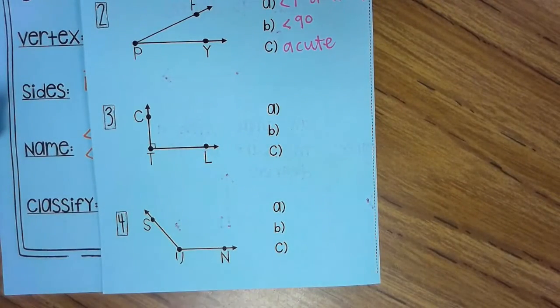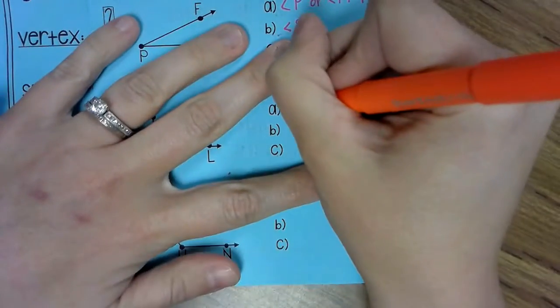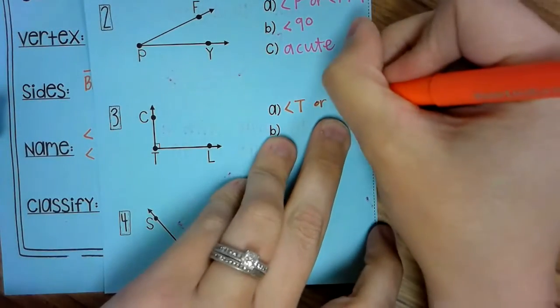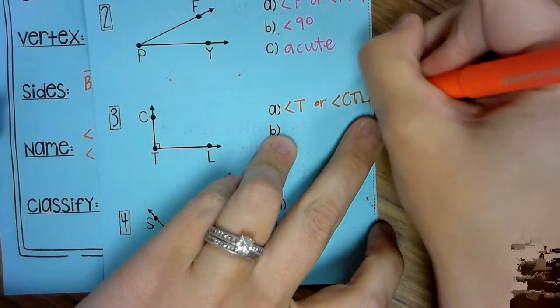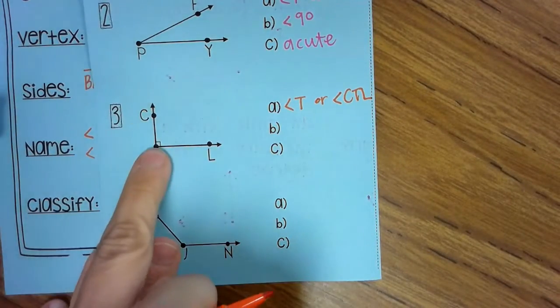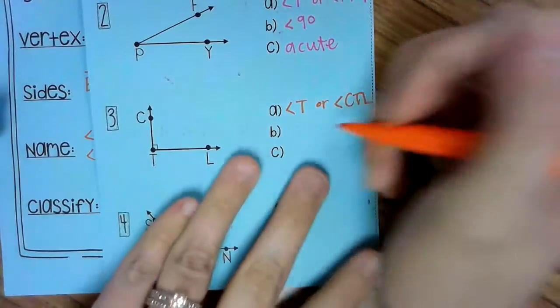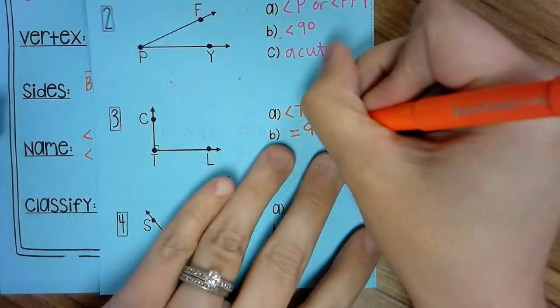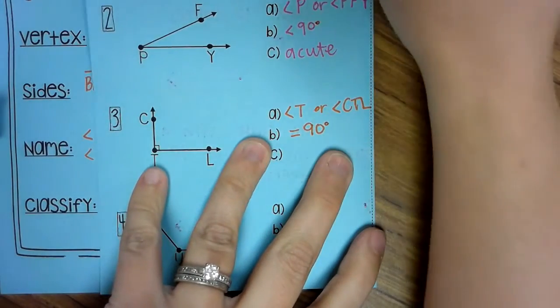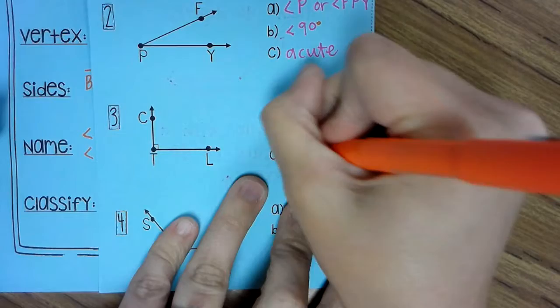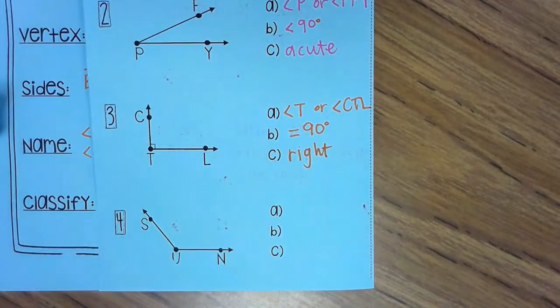First, we're going to name it. Again, I'm going to take the easiest option anytime I can. This is angle T. Just for fun, I could also name it angle CTL or LTC. This one has that box right there at the vertex. And that means it is equal to 90 degrees. I'm sorry, I'm not putting my degree symbols. How terrible is that? Okay, equals 90 degrees. And then since it's exactly equal to 90 degrees, that does make it a right angle.